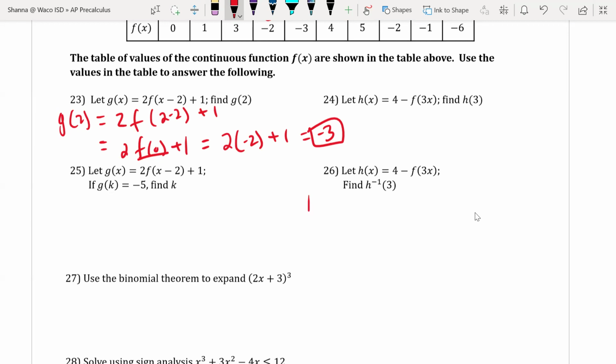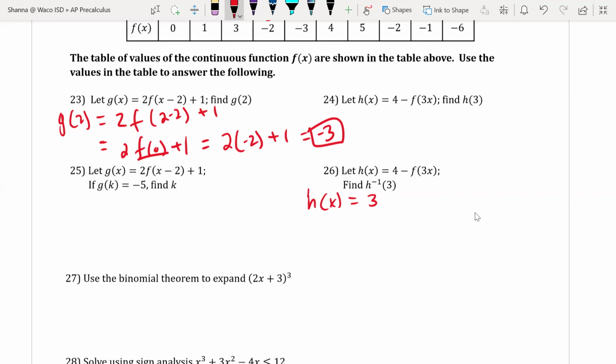So you're asking yourself, when does H of X equal 3? Does that make sense? The inverse means you're asking yourself, when does the original equal 3? Because the inverse is saying your input and your output are switched. So we divide it by 4? No. So what could I do? So 3 would equal 4 minus F.